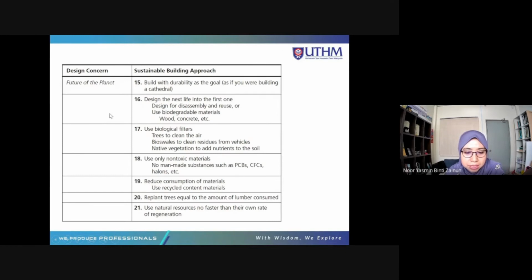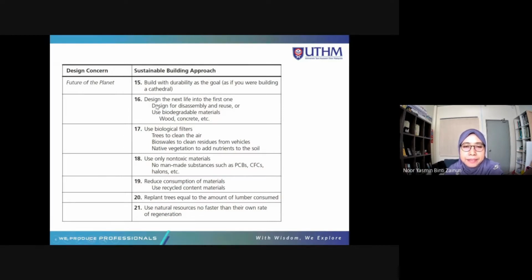We can actually do a sustainable building approach by building durable as the goal. As if you're building a cathedral, maksudnya kita nak ketahanan bangunan tu. Maksudnya dia tidak memberi impact kepada alam sekitar, tapi dia bertahan, memberi keselesaan kepada manusia dan juga kepada alam sekitar. Tak ada bagi impact pada alam sekitar. Durability, tahan. Design yang baru tu ada bakteria dalam simen, konkrit.